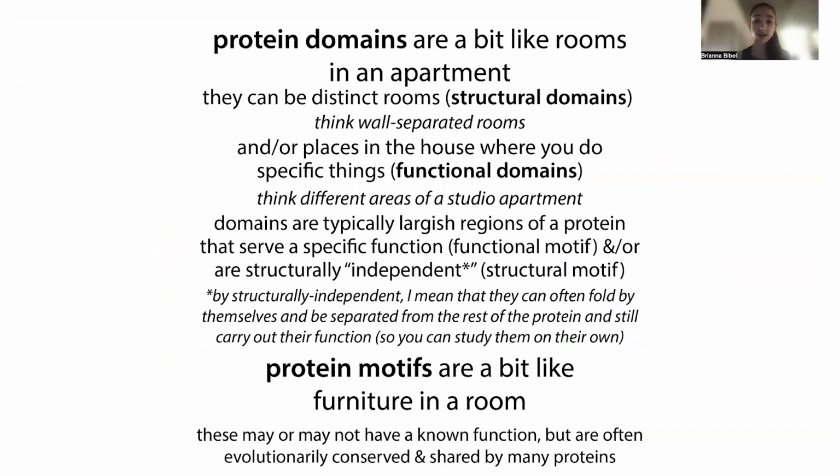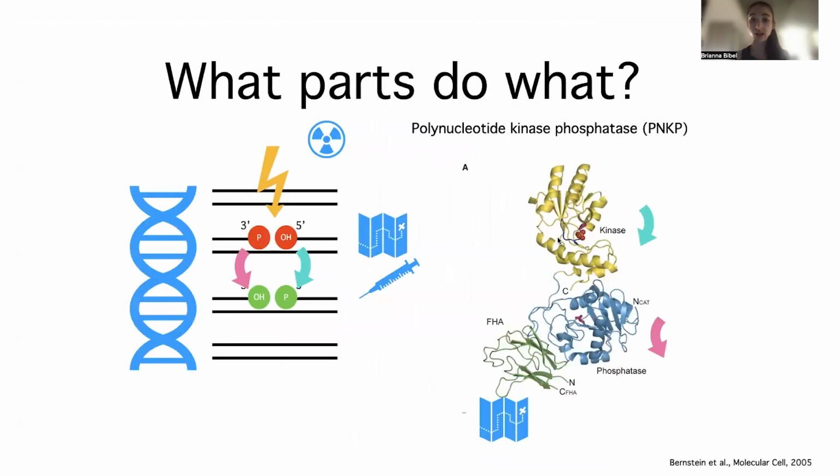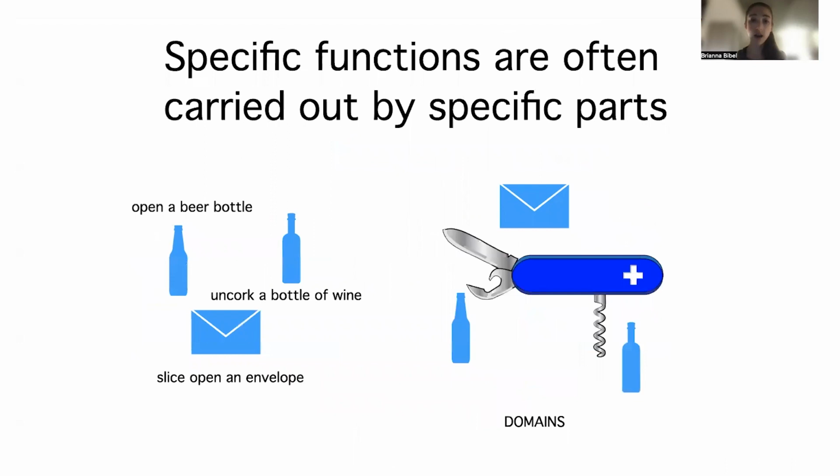And so domains are typically the largest regions of a protein that can serve a special function or be structurally independent. So they can fold on their own. And so it's helpful when you have these separate domains, scientists often can separate them and study them individually, make these individual parts by themselves and then study what they do. And much more on that again in my domain post.